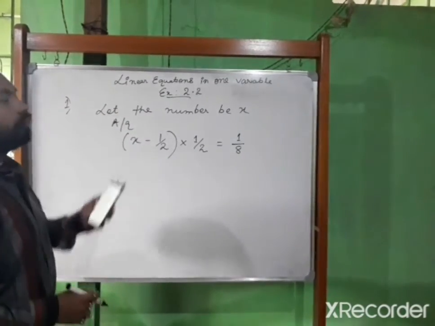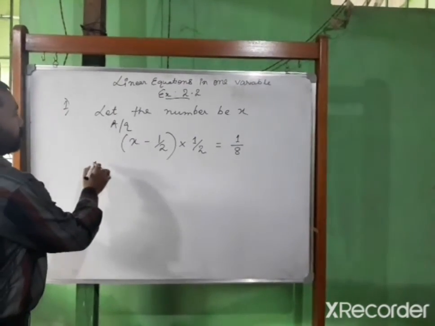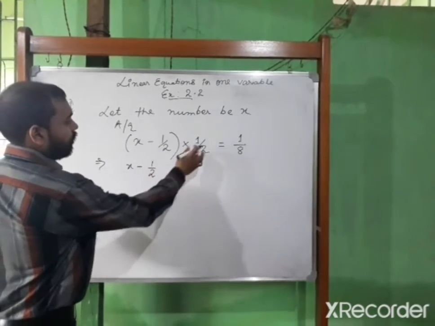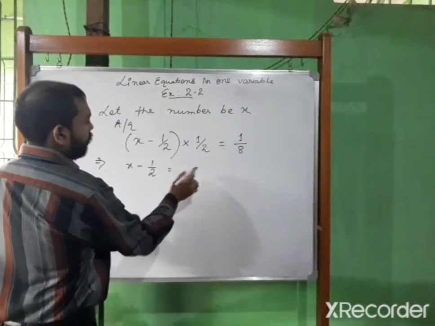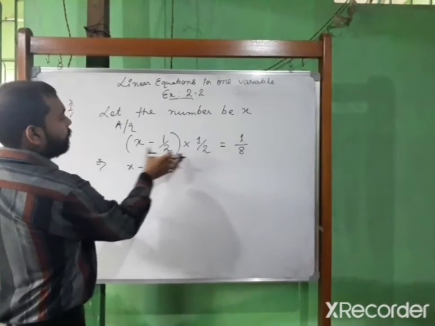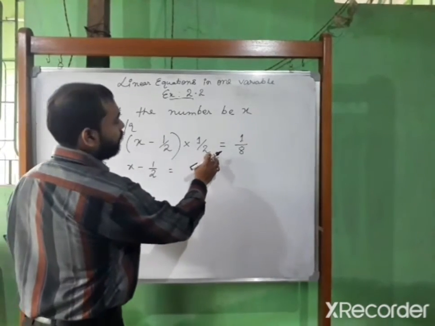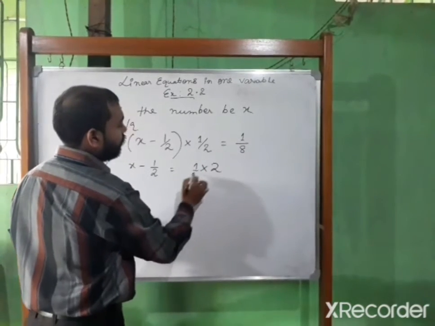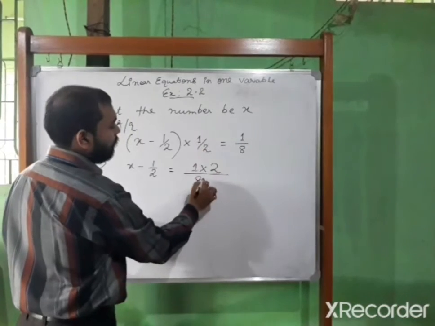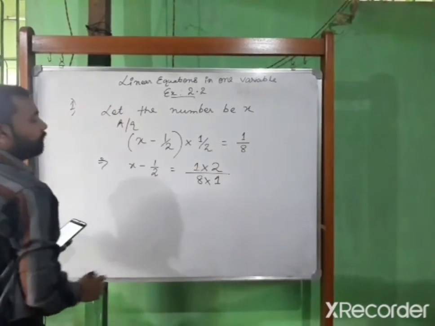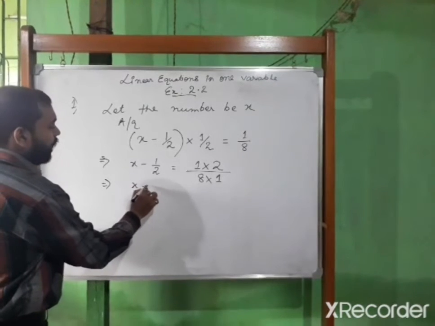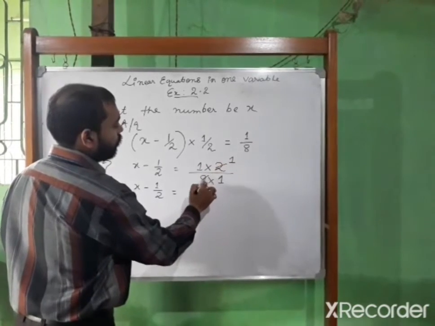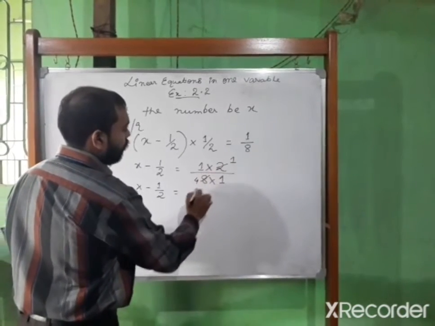Now we have to find the value of x. So x minus 1 by 2. Since this half is multiplied with this expression, what will happen if its side changes? This 2 will go up. So 2 will be multiplied with this 1 and the 1 will be multiplied with 8. This is cross multiplied. So it is x minus half equal to, let us reduce here, 2 1s are 2, 2 4s are 8. So it is 1 by 4.